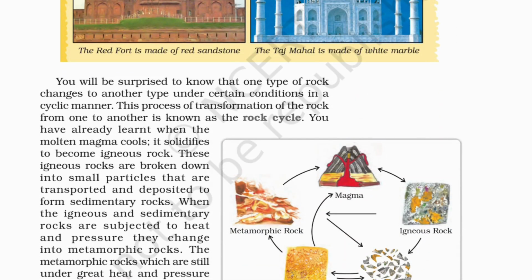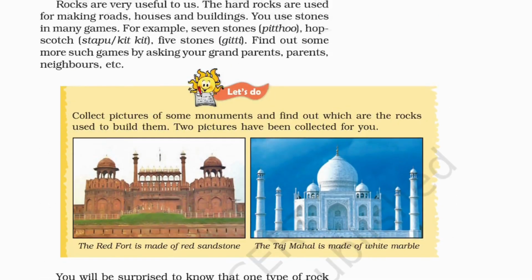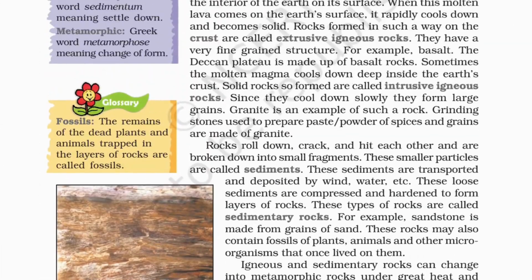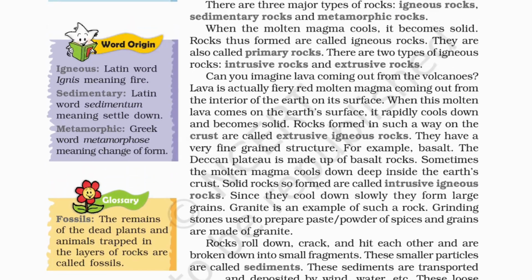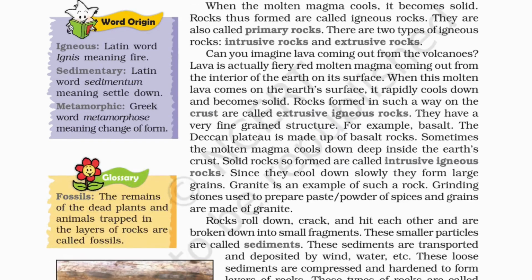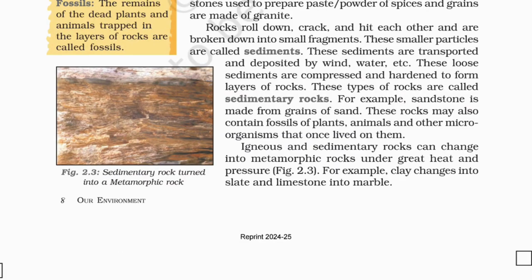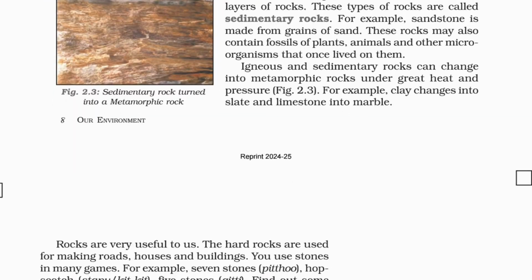Now let's study a very important concept, the rock cycle. First let's come back to the last page we have studied, and let's study about the word origin of metamorphic. Greek word metamorphos, meaning change of form. So complete change of form occurs in the metamorphic rocks, like clay changes into slate and then limestone into marble.